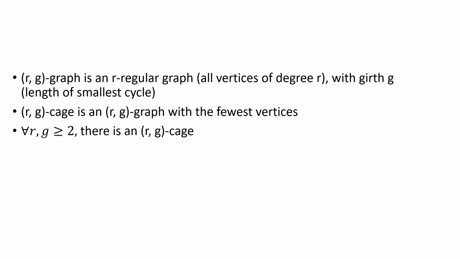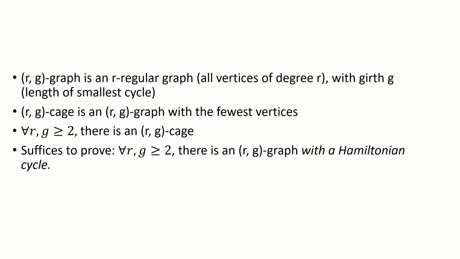In this video, we're going to be looking at a slightly simplified version of the original construction that was used to prove that there is an RG graph for any R, G greater than or equal to 2. We're going to prove, using a variant of induction, that for any R, G greater than or equal to 2, there exists a regular graph with degree R, girth G, and that contains a Hamiltonian cycle. At this time, it's not obvious why we would want our graph to be Hamiltonian, but the utility of this will be clear later. To make things easier, during this proof, when we say RG graph, we'll really mean Hamiltonian RG graph.